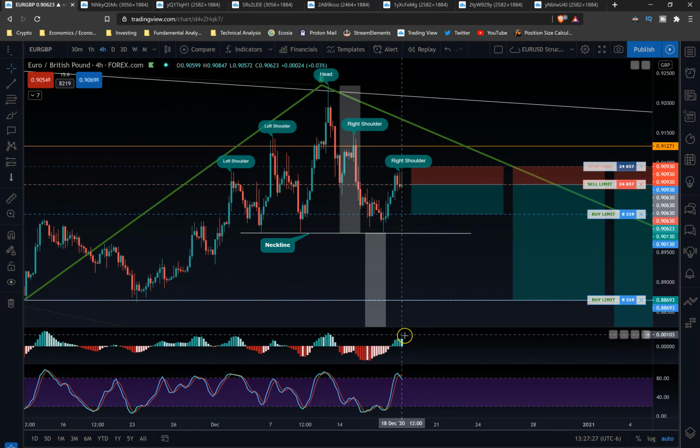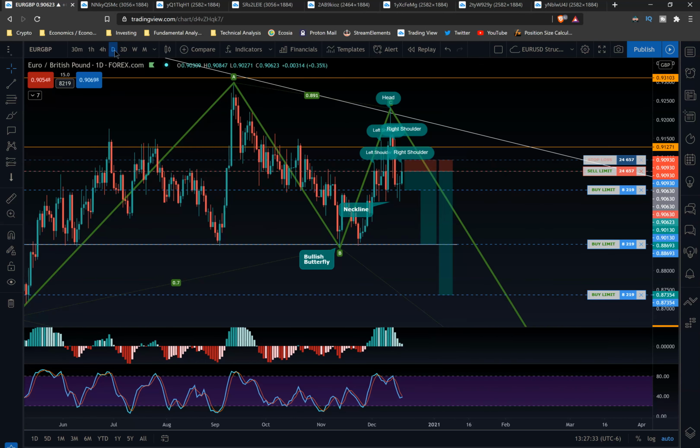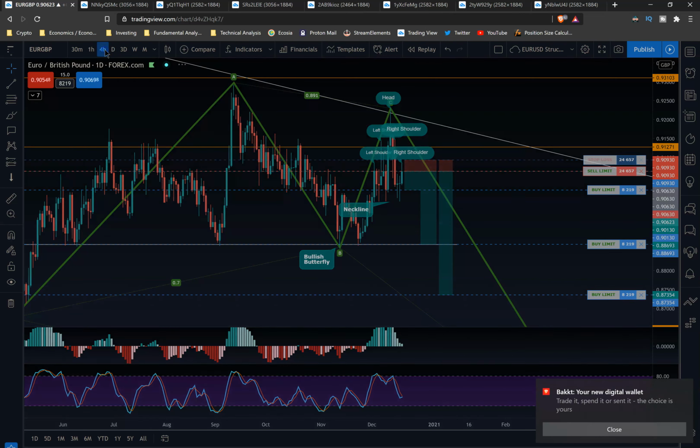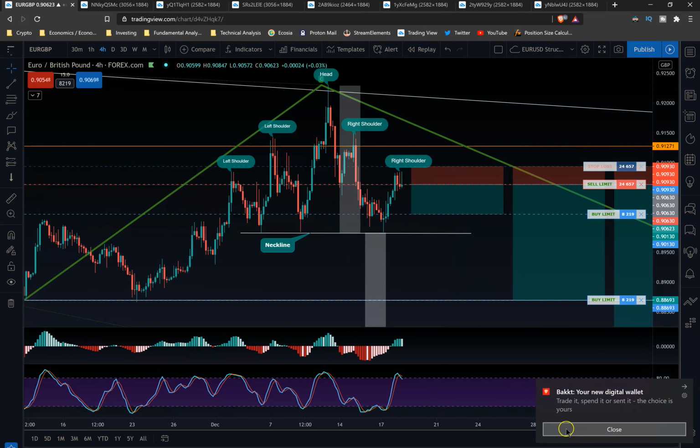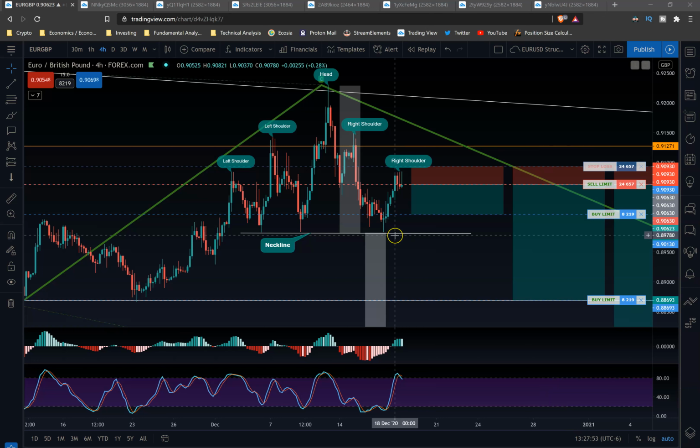I see some waning positive momentum both on the MACD and the stochastic on the 4-hour. On the daily, some waning positive momentum on the MACD. It looks like it's about to go over to the negative territory on the MACD. On stochastic, we are in neutral territory. But like I said, I do see a complex head and shoulders pattern.